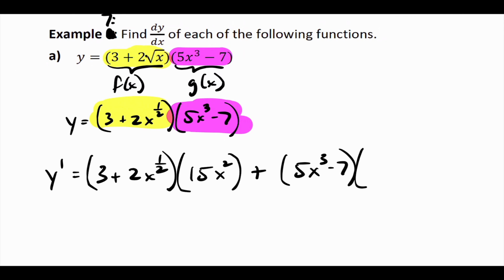Well, the derivative of 3 is just 0. The derivative of 2x to the 1/2, I move 1/2 to the front. So when I move 1/2 to the front and multiply it with 2, what do I get? 1. So it's going to be 1x. And then what's the new power going to be? If I subtract 1 whole, what's the new power going to be? Negative 1/2. Good. Negative 1/2.